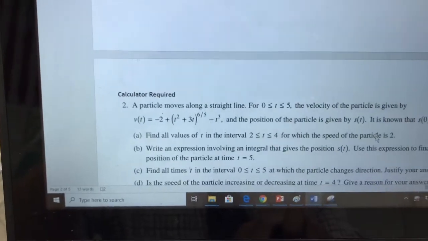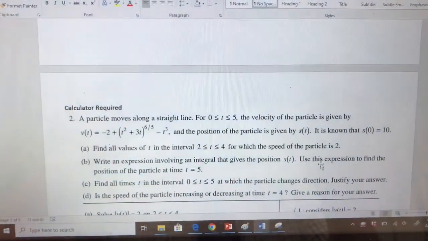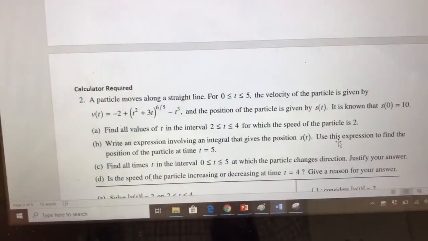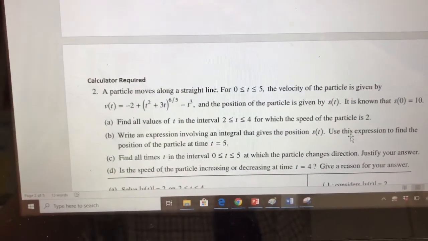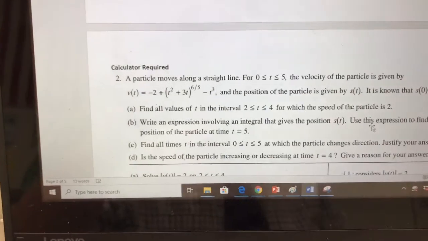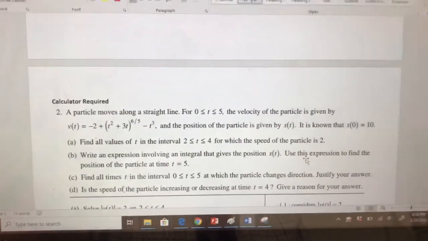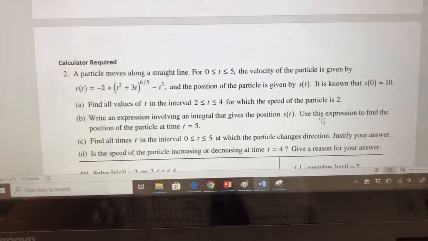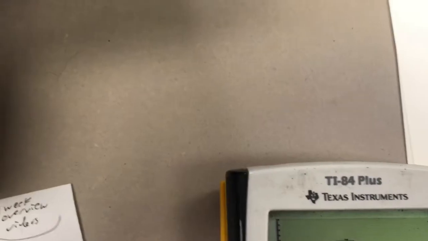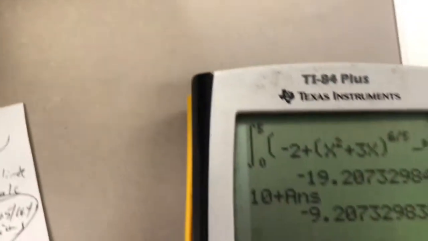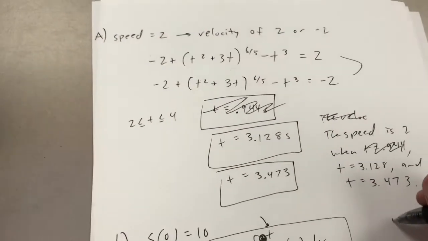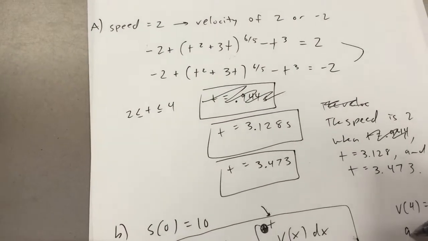Part 4 says, is the speed of the particle increasing or decreasing at t equals 4? Give a reason for your answer. Well, remember, for speed increasing or decreasing, you've got to look at the velocity and you have to look at the acceleration. You know what? Actually, if we go to the calculator here, we can find the velocity at 4, right? I'm out of space in my paper here, but we want to find v of 4 and we want to find a of 4.